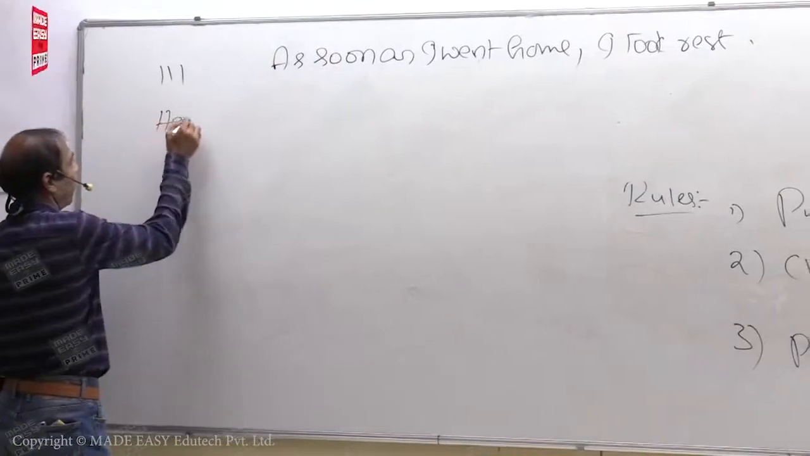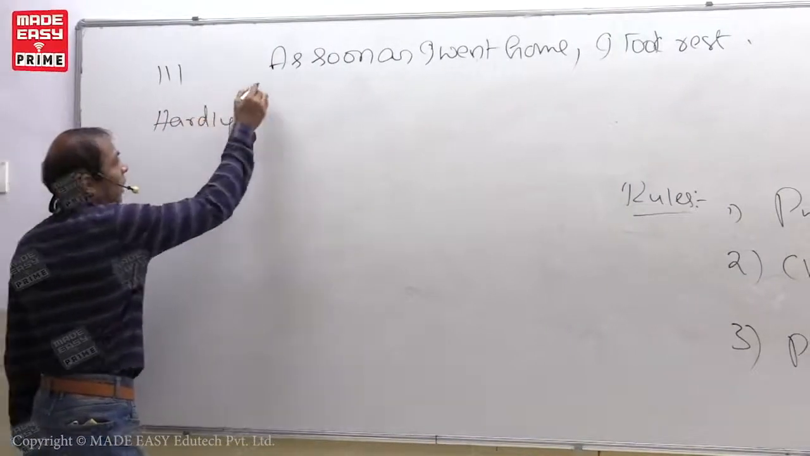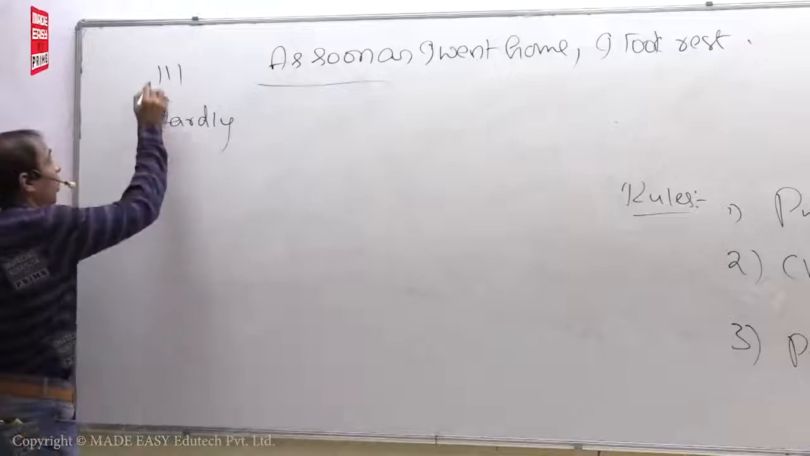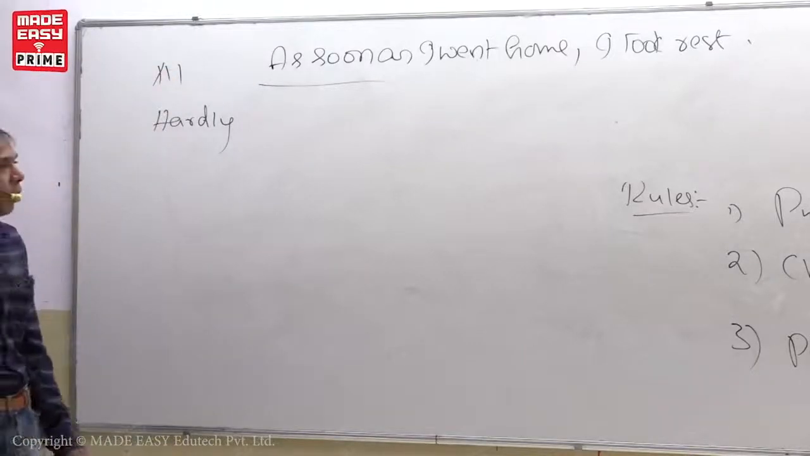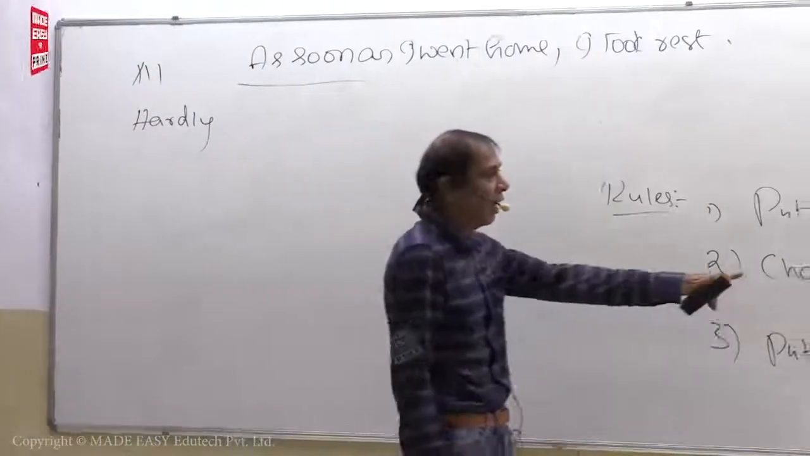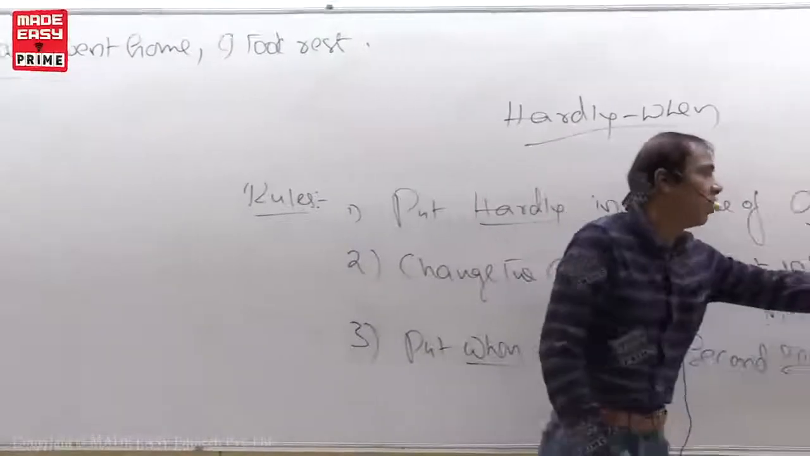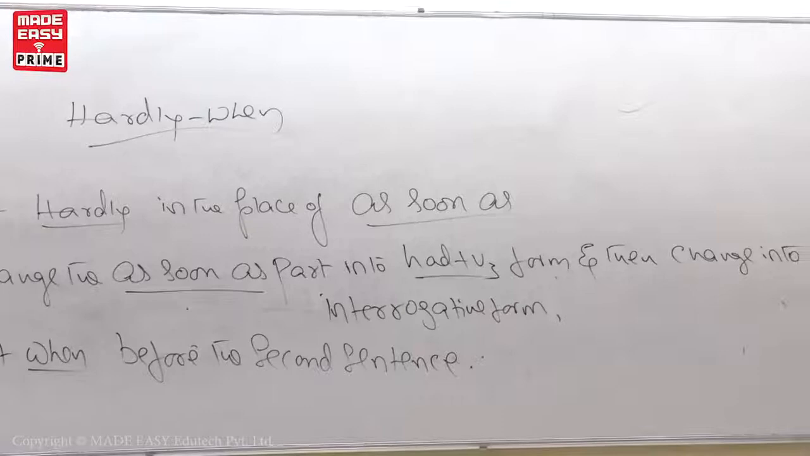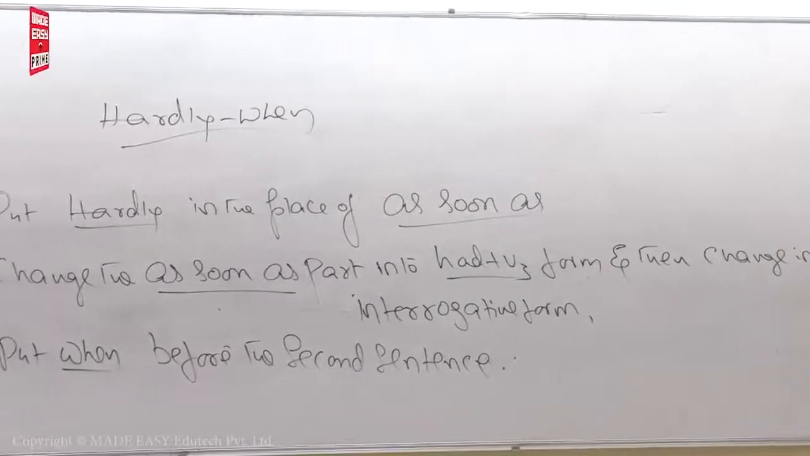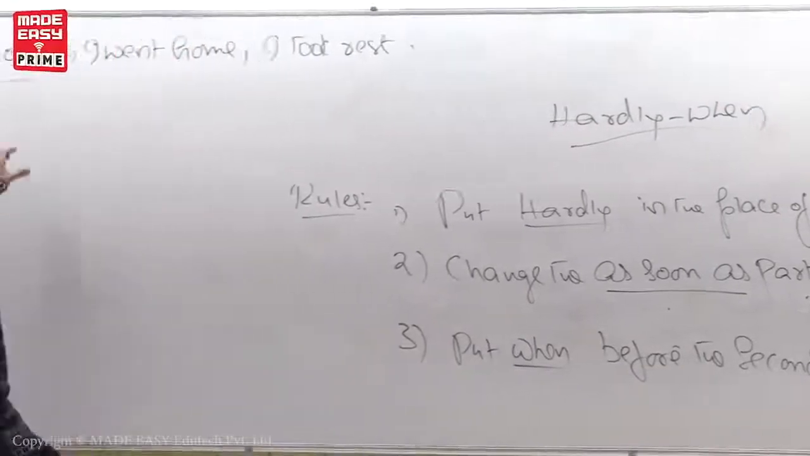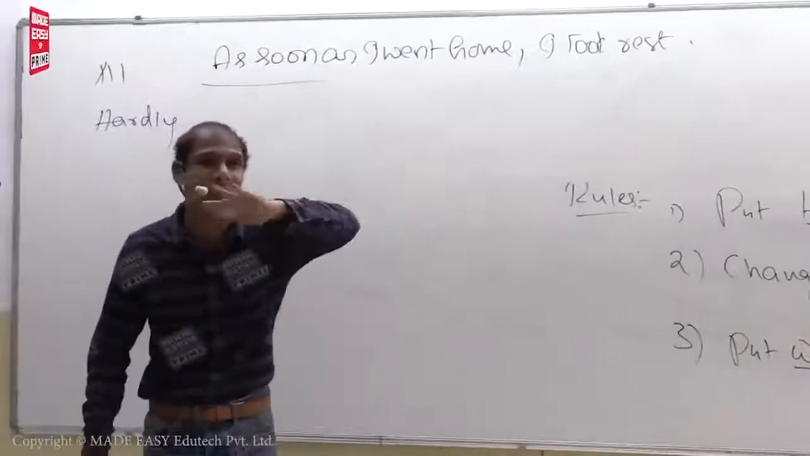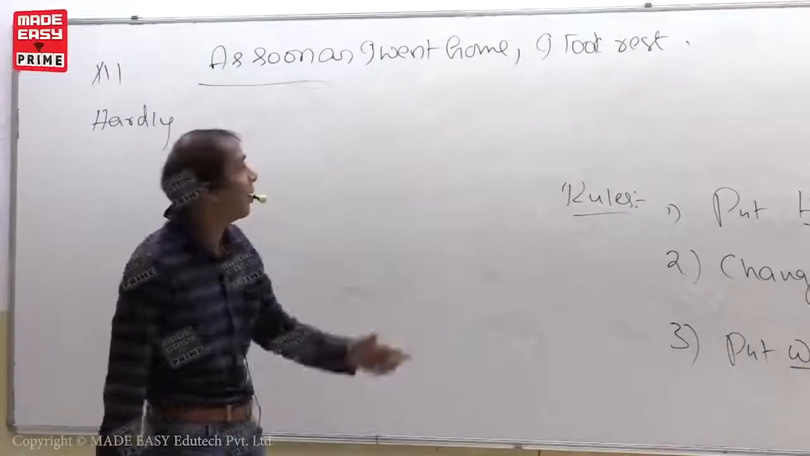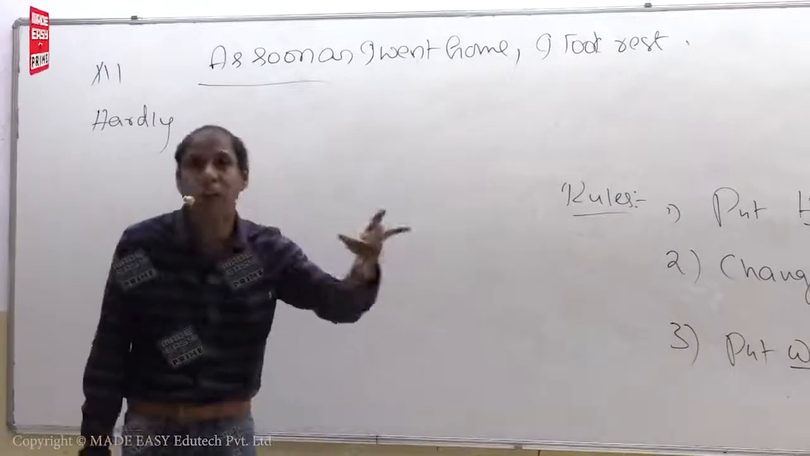Hardly in the place of as soon as, put hardly. Rule number 1 we have done. Rule number 2. Change the as soon as part into had plus V3 form. See, at the time of no sooner than, what we have done? Observe. At the time of no sooner than, we have changed the as soon as part into interrogative form. Do you remember?